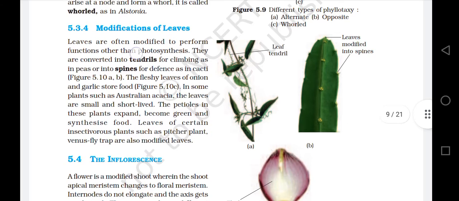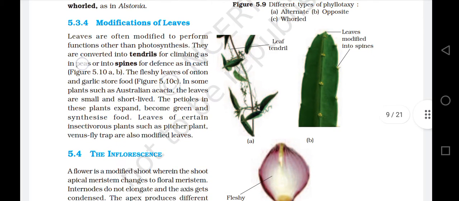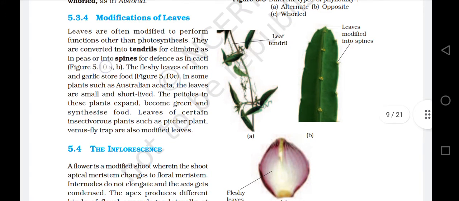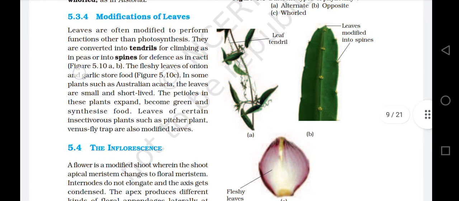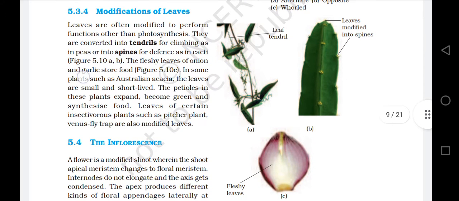5.3.4 Modification of leaves. Leaves are often modified to perform functions other than photosynthesis. They are converted into tendrils for climbing, as in peas, or into spines for defense, as in cacti. Figure 5.10 A and B. The fleshy leaves of onion and garlic store food.